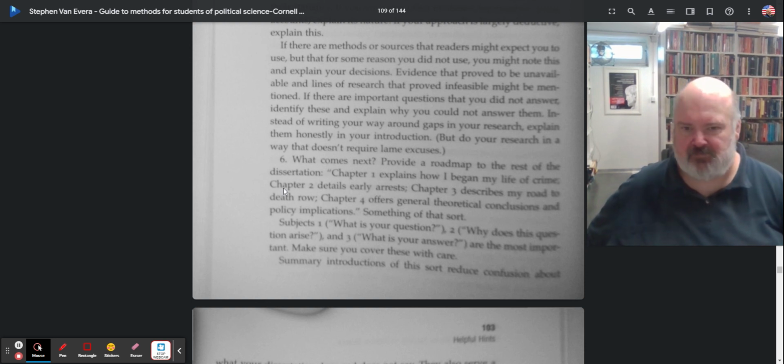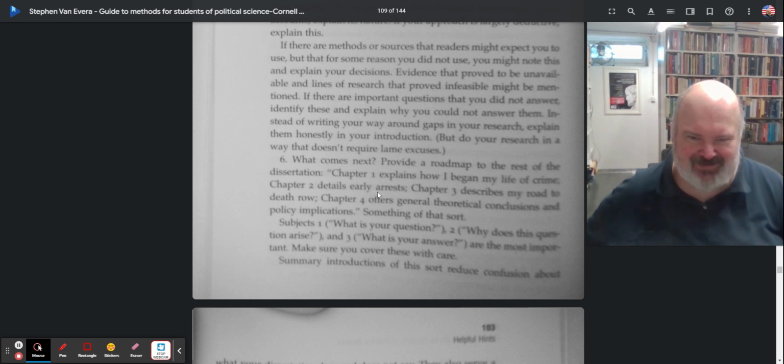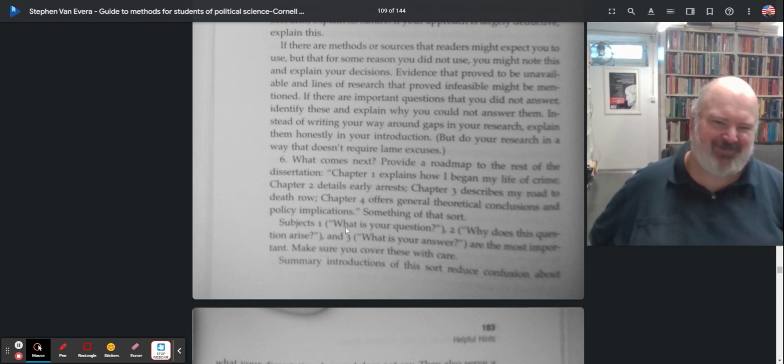Number six, what comes next? Provide a roadmap to the rest of the dissertation. Chapter one explains how I began my life in crime. Chapter two details early arrests. Chapter three describes my road to death row. Chapter six offers some theoretical conclusions and policy implications. Something of this sort, joking.